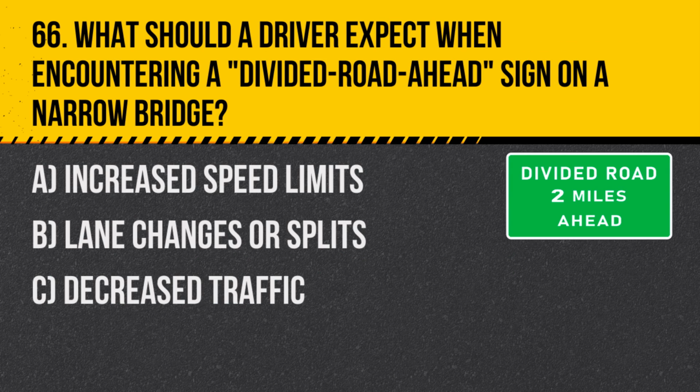Question 66. What should a driver expect when encountering a divided road ahead sign on a narrow bridge? A. Increased speed limits. B. Lane changes or splits. C. Decreased traffic. Answer: B. Lane changes or splits. Divided roads can lead to different traffic patterns.